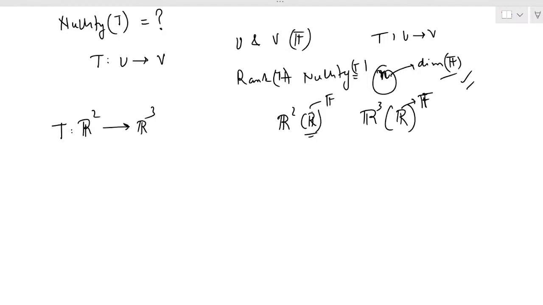So this is from R square. R square is a vector space over R. R cube is also a vector space over R. So you know that.